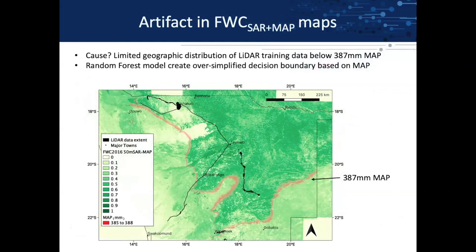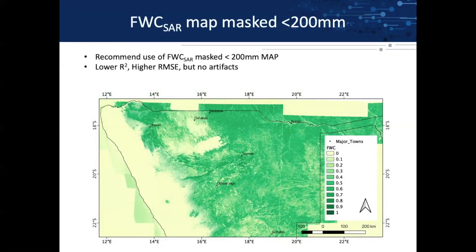And at further investigation, I found that somewhere in there, the random forest made a very hard decision boundary that created these discontinuities that follow a 387 millimeter mean annual precipitation. And I attributed that to the limited training data below that threshold, and that essentially the random forest made that decision and produced that artifact. We had to follow a different approach, therefore, to counter this.